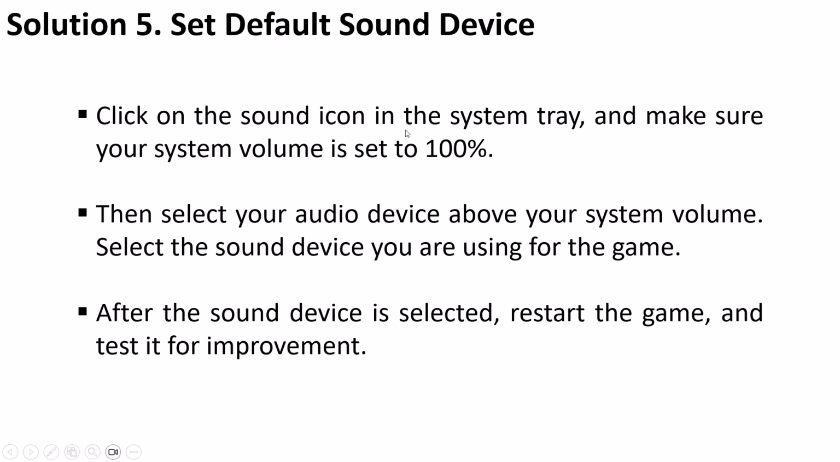Click on the sound icon in the system tray and make sure your system volume is set to 100%. Then select your audio device above your system volume. Select the sound device you're using for the game. After the sound device is selected, restart the game and then check.